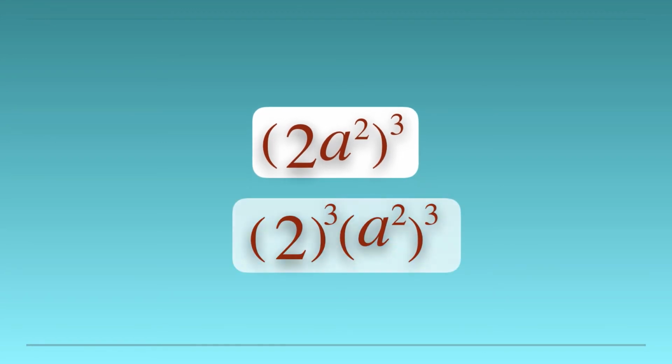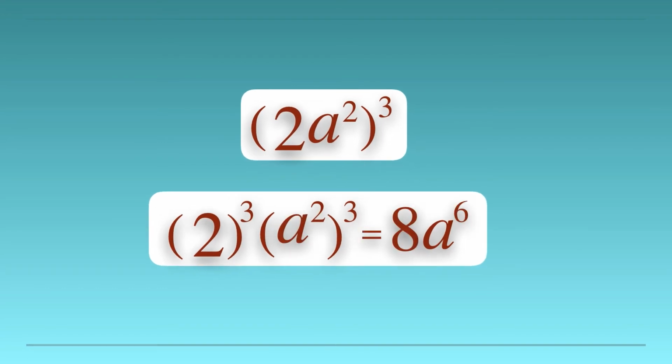If you want to simplify 2a squared whole cubed, the power outside the bracket applies to 2 as well as a squared. 2 to the power of 3 means multiplying 2 three lots of times, which gives us 8. And we can also multiply the powers of a to give the final answer 8a to the power of 6.